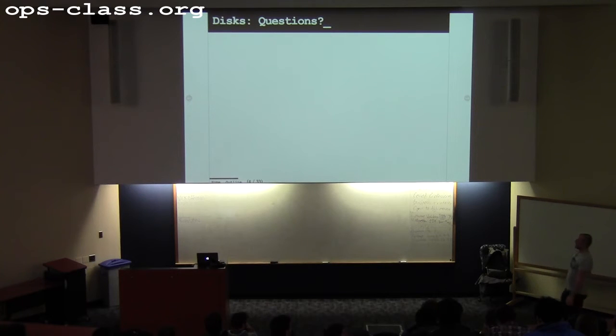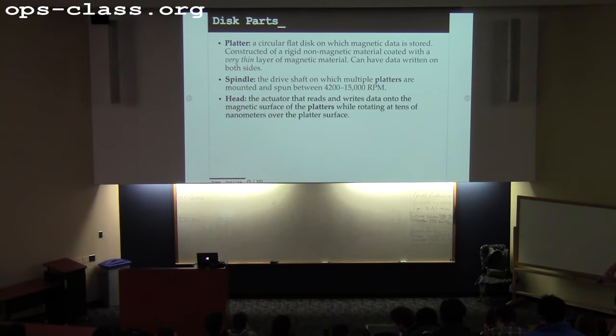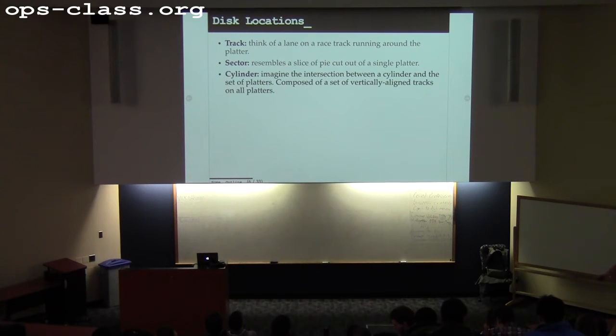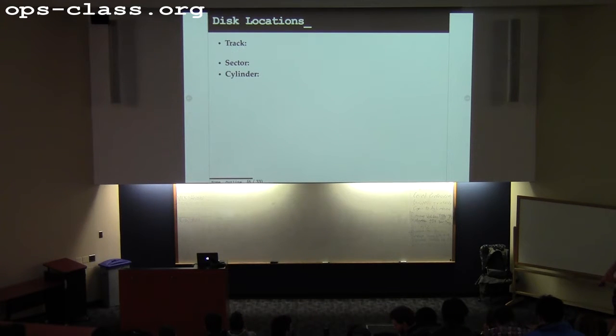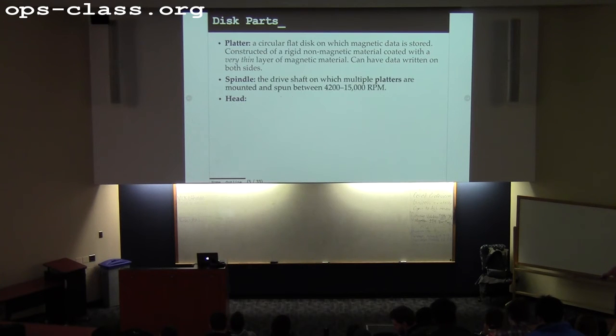Okay. Just to review, I think you get this: platter, spindle, head, track, sector, cylinder. Any questions here? I'll just do this, see if that stimulates learning somehow. Any questions about disk parts?